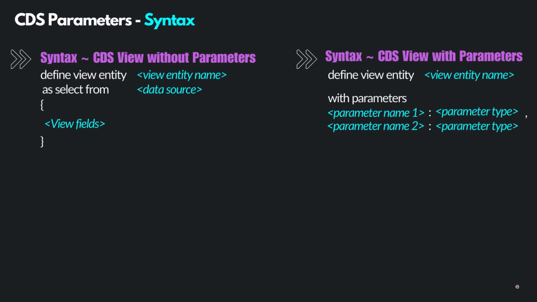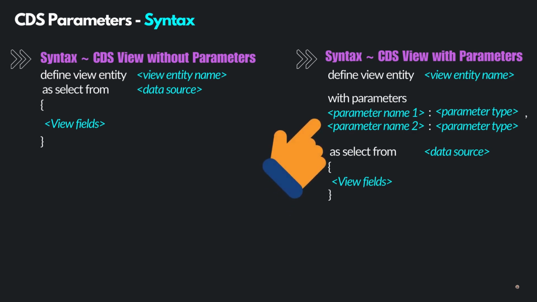This process would of course be repeated for as many parameters as we would like to define. It's going to be a comma separated list of parameters. And once we are through with the parameter definition, we continue with the as select from keyword, followed by the data source, and then within curly brackets, the fields of the view output, just like in the earlier example where we defined the CDS view without parameters. So as you can see, the difference between the two syntaxes is the parameter list on the right hand side.